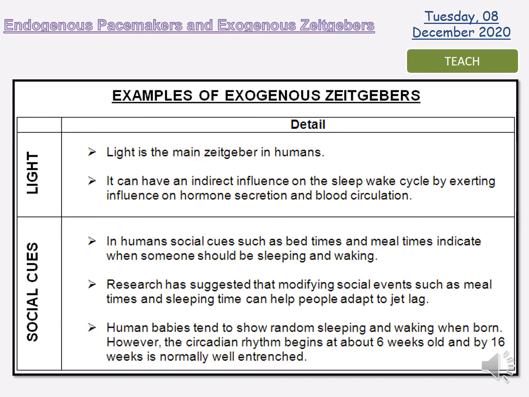So social cues such as bedtime and meal times should indicate when somebody should be sleeping and waking. So for example, as a response to jet lag, you could have a meal once you get off the flight to adapt your endogenous pacemaker via the use of these exogenous Zeitgebers. Also, the other factor to consider is human babies have random sleeping and waking patterns when born. However, your circadian rhythm kicks in at about 6 weeks old, and by 16 weeks is normally well entrenched.